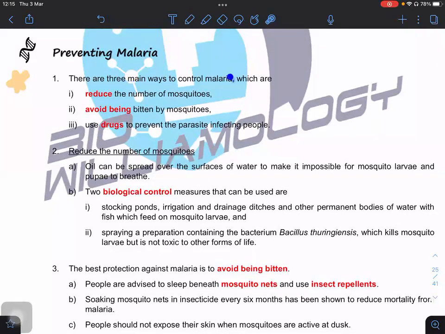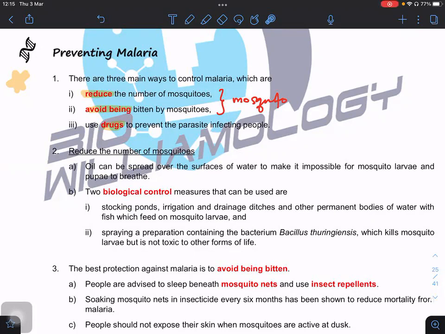There are 3 main ways to control malaria. First, we want to reduce the number of mosquitoes. Second, we want to avoid being bitten by mosquitoes, and third, we use drugs to prevent the parasites from infecting people. These 2 actually target mosquitoes. So how do we reduce the number of mosquitoes? We can either use insecticide or biological control. In some ponds, irrigation or drainage, where we have a permanent body of water, we can use the bacterium called Bacillus thuringiensis, which can kill the mosquito larvae.